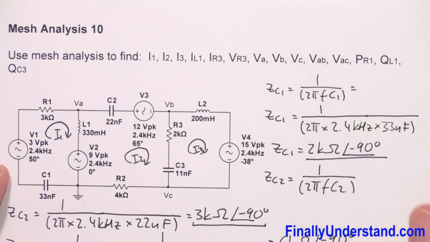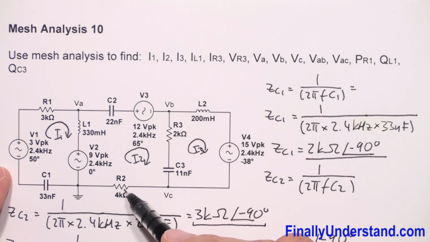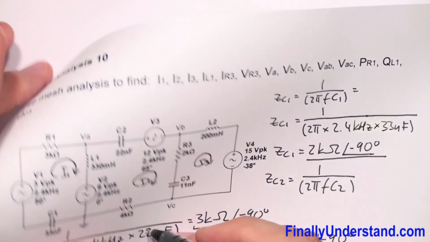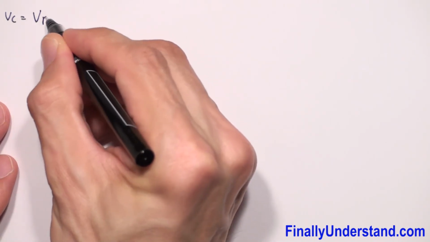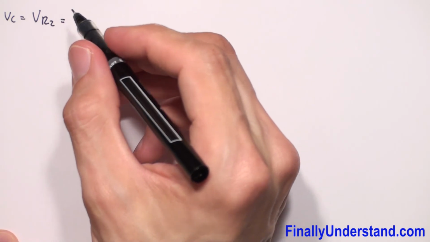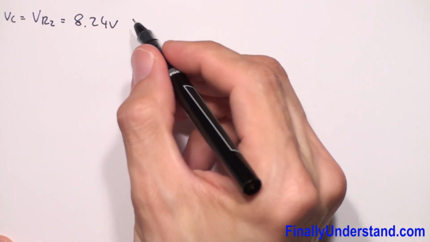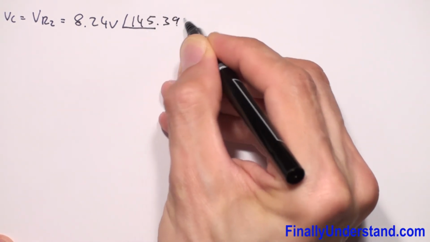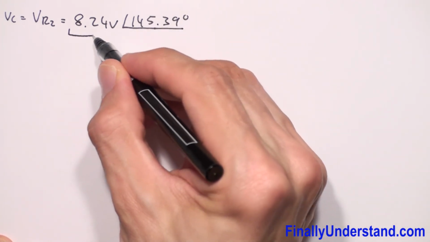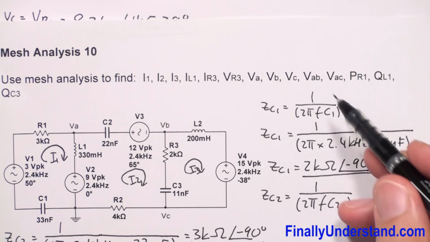Next we're supposed to find the voltage VC. Voltage VC is the voltage between this point and ground. This is nothing else, just the voltage across resistor R2. That's why I'm going to say that my VC is equal to VR2, and we found VR2, and this is equal to 8.24 volts and angle of 145.39 degrees. So this is my voltage VC.